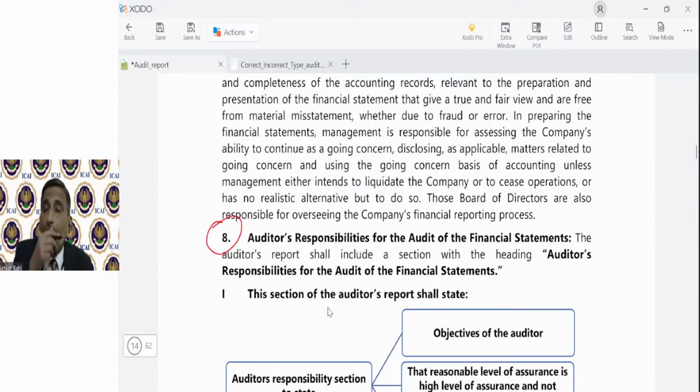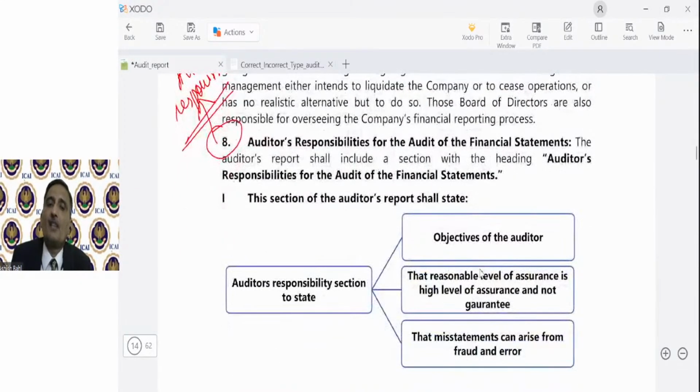So guys, in the basis for opinion, we had discussed that it shall state the auditor's responsibilities. In the opinion section, we had discussed that it shall also contain a reference to the auditor's responsibilities. So here, the auditor's report shall include a section with the heading auditor's responsibility for the audit of financial statements.